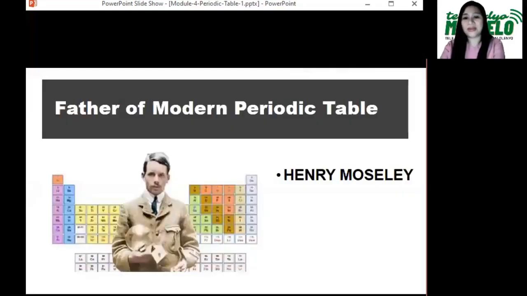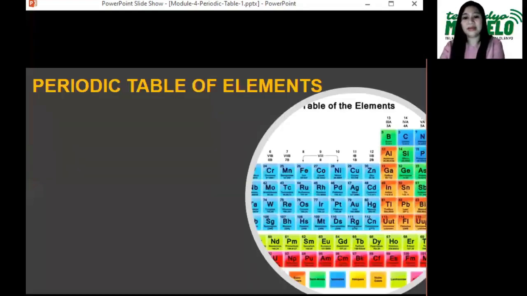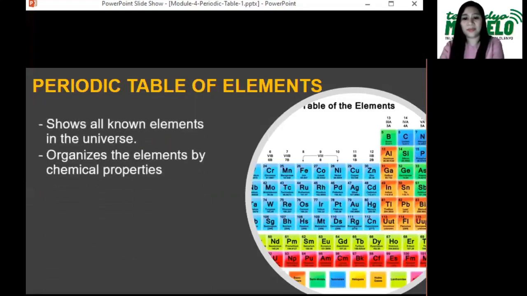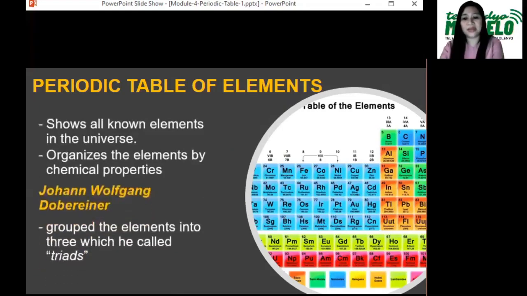Take note, Dmitri Mendeleev is the father of the periodic table, while Henry Moseley is the father of the modern periodic table. This is the periodic table of elements that we use today, which has a slight revision but is almost the same as the arrangement by Mendeleev. To sum up the concepts in Lesson 1, the periodic table of elements shows all elements in the universe. It organizes the elements by chemical properties.